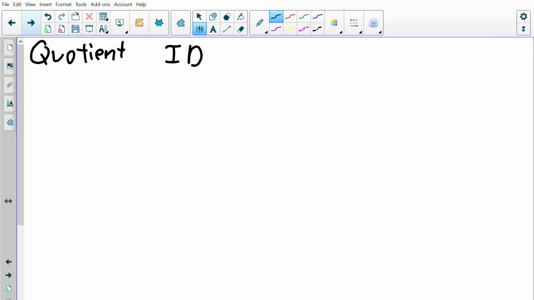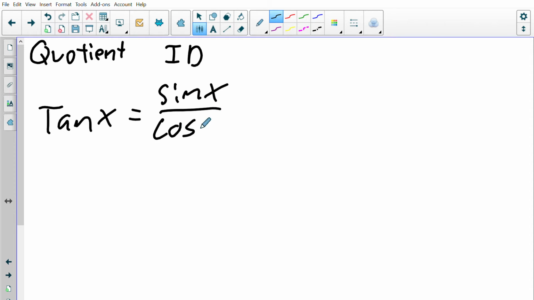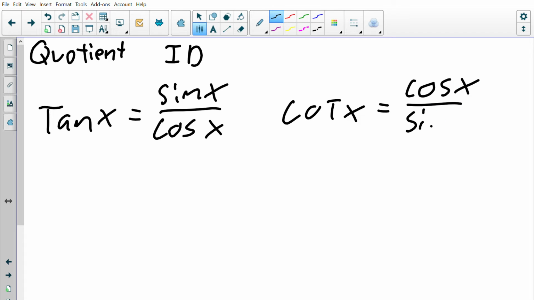The next thing is our quotient identities, which just means that tangent of x is the same as sine of x divided by cosine of x, which means that cotangent is the same as cosine of x over sine of x.